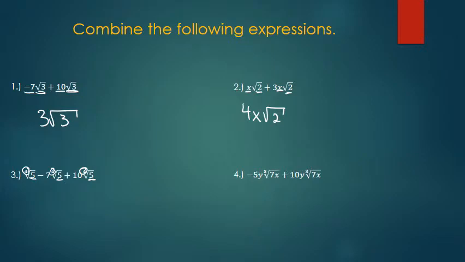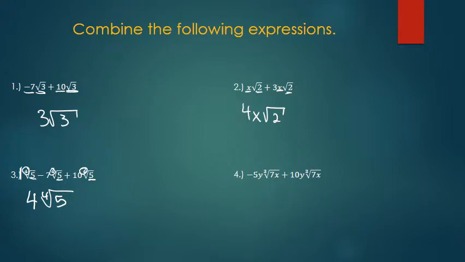So again, my roots are the same. They're all fourth roots. They all have 5 in them, so I can combine. The first value has a 1 in front of it, so I have 1 minus 7, which is minus 6, plus 10, which is 4. And then I have the fourth root of 5. And that is my final answer for that one.